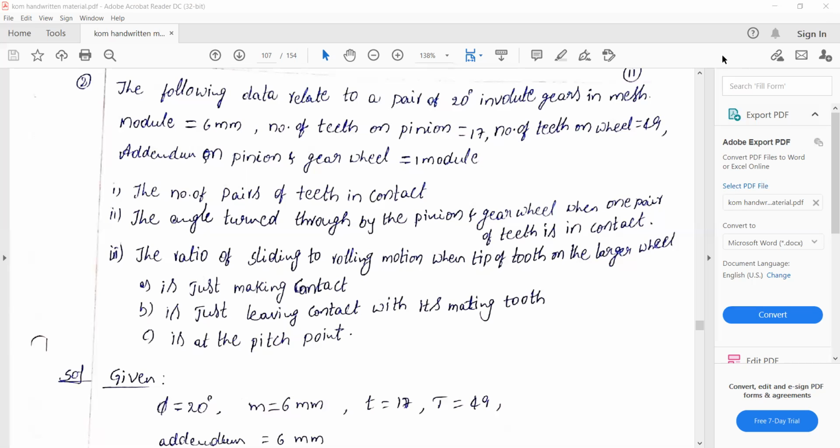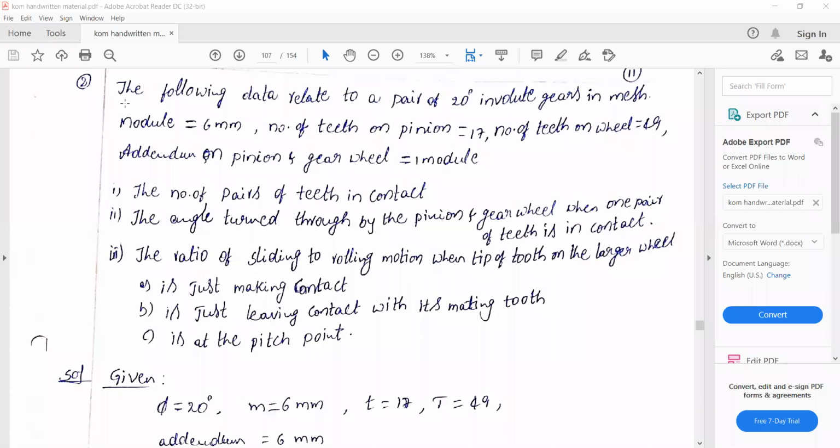Good morning, dear students. Today we are going to discuss problems on gears, problems on gears and interference in involute gears. Now you will see the problem.